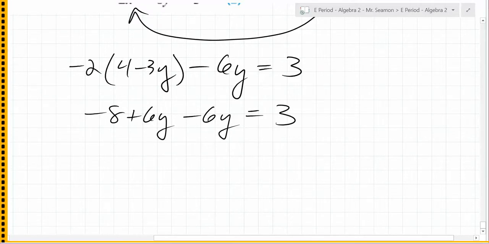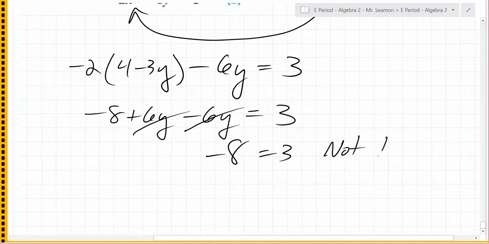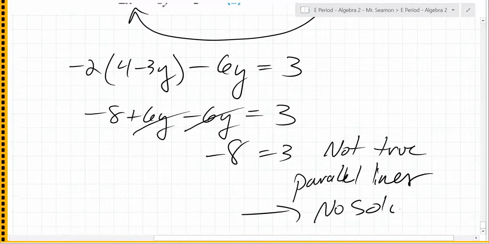What's 6y minus 6y? 0. Negative 8 equals 3. Is that true? No. Not true. So what does this mean? Parallel lines. So which means how many solutions are there? No solutions.